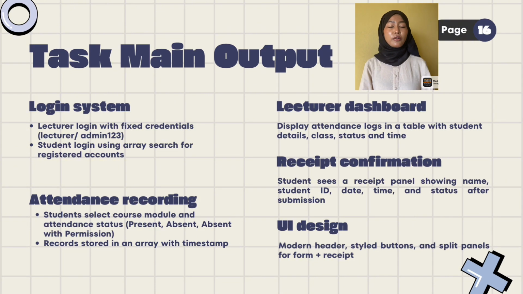Moving on to the next part of our project, I will be walking through our project's features, tasks, and outputs. The system streamlines user access, simplifies attendance tracking, and provides a clear, modern interface for both student and lecturer. Here are the 5 main components of our system.